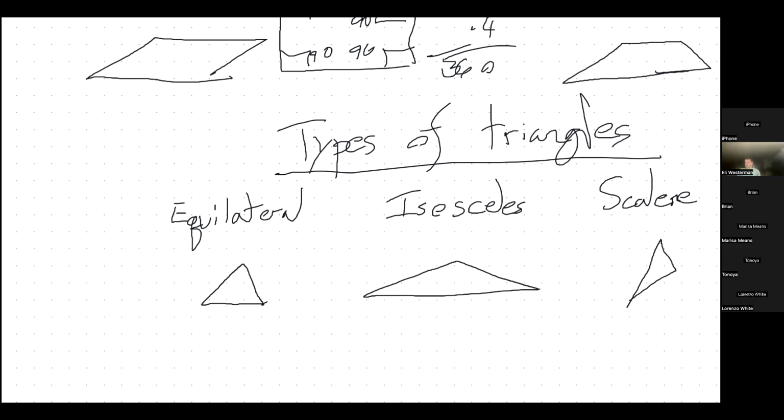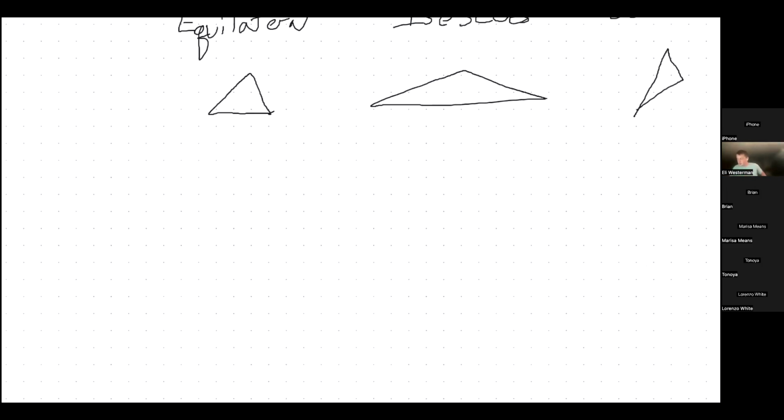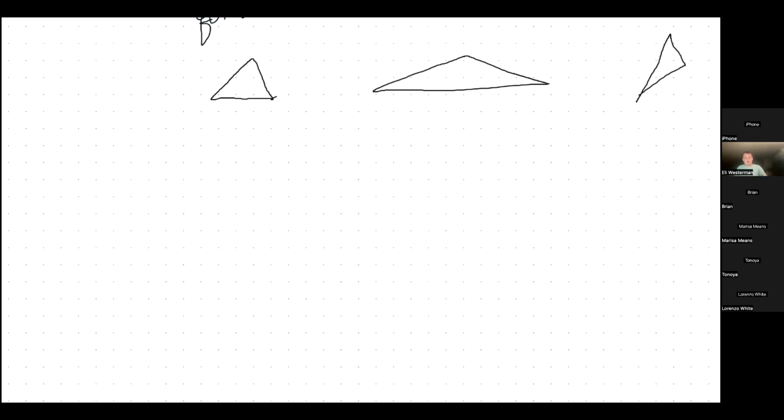One way I used to remember them is equilateral is equal. Isosceles, two i's, isosceles has two sides that are the same. And then scalene is scatterbrained. It's all over the place. I don't know if any of you ever had a friend who's all over the place, that kind of thing. But that's scalene.